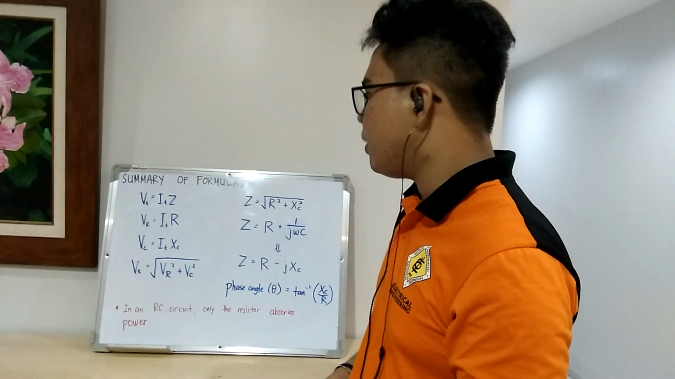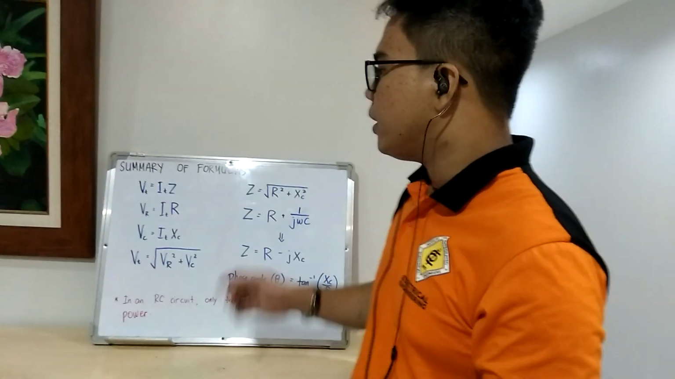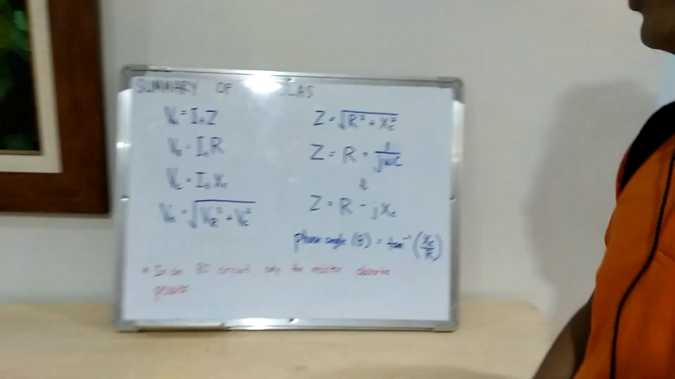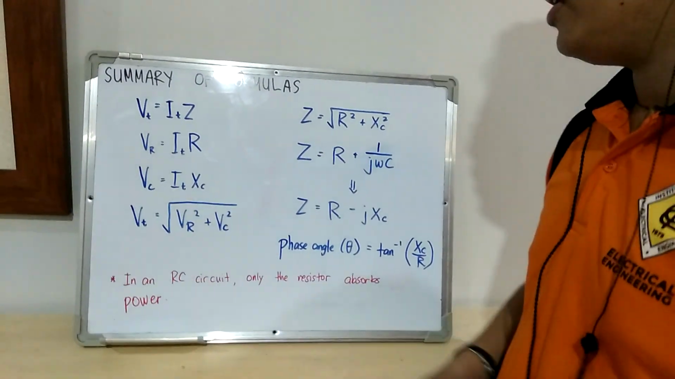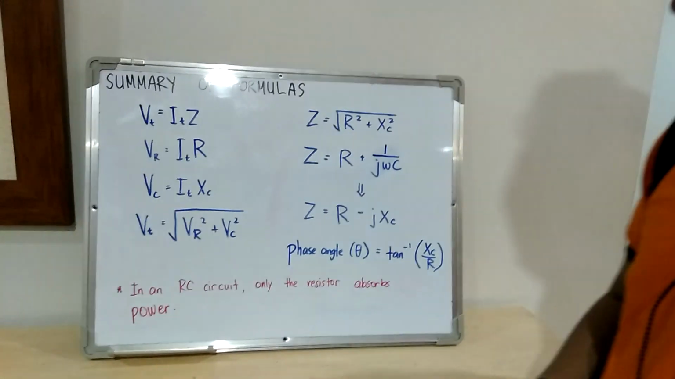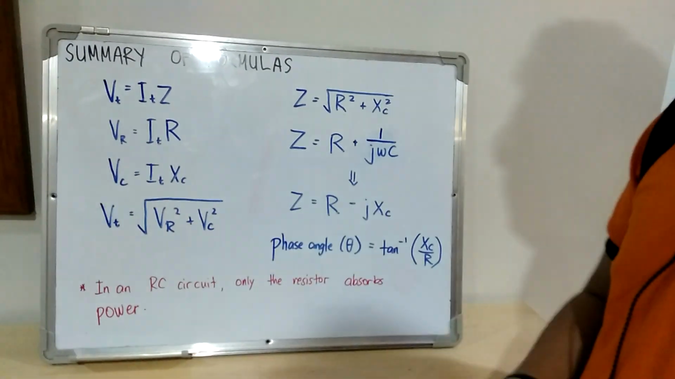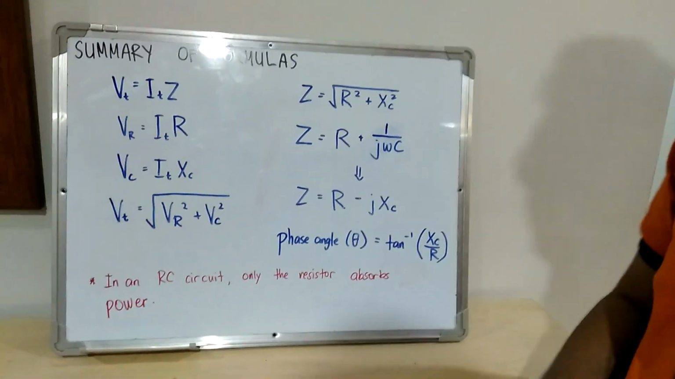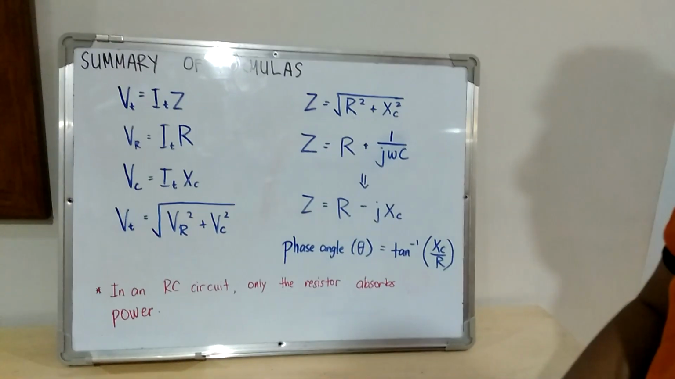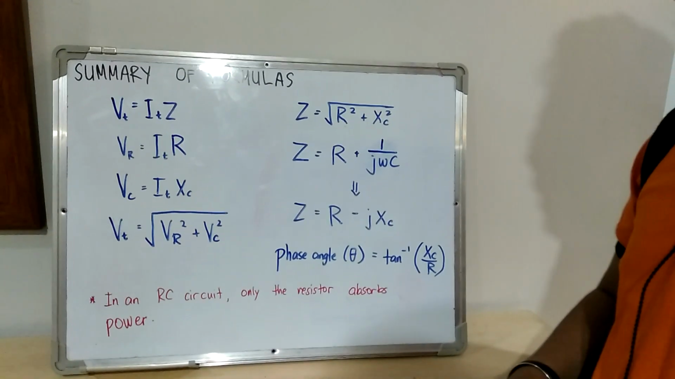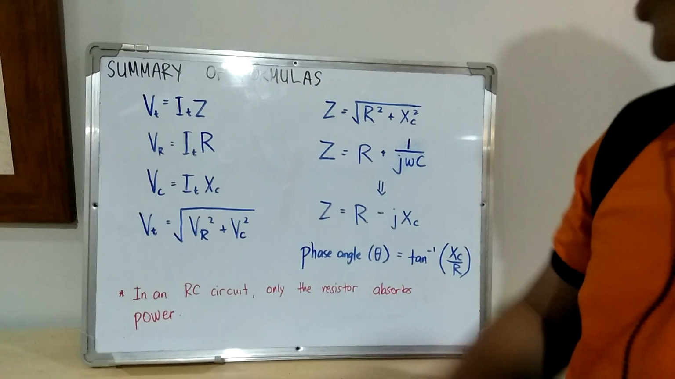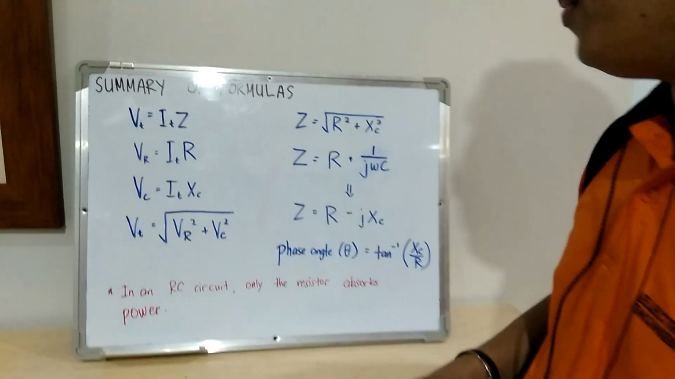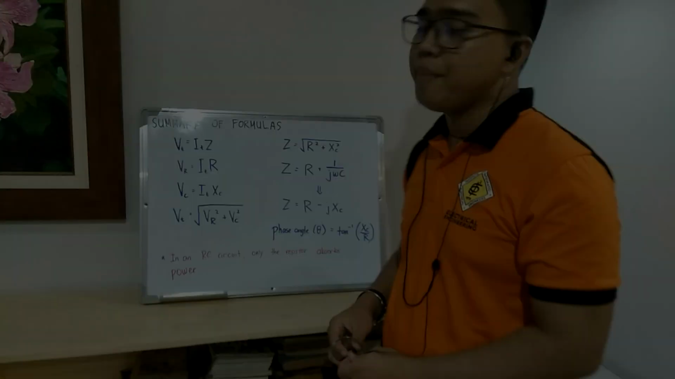These are the summary of formulas that can be used for an RC circuit. Most of these formulas are either familiar to you or were derived by me in the other discussions. It is important to take note that the complex impedance is equal to R plus 1 over j omega C, or it can be simplified as Z is equal to R minus j X sub C. It is also important to take note that in an RC circuit, only the resistor absorbs power. Given these formulas, we can now go straight to the examples.